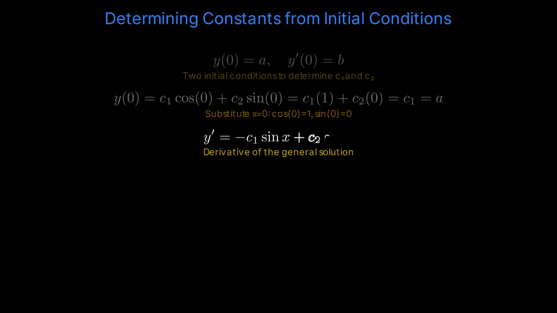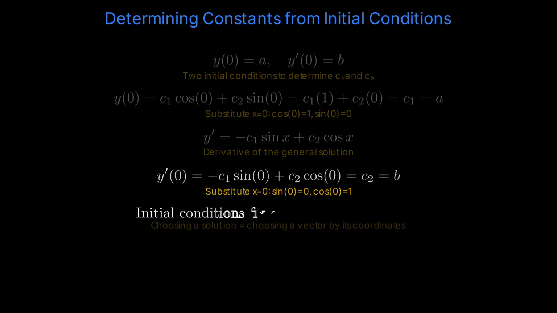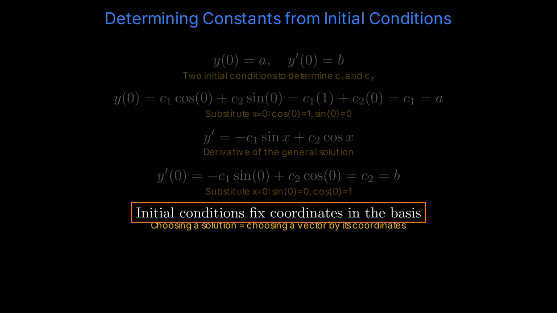Now for the derivative, y' equals negative c1 sin x plus c2 cosine x. Substituting x equals 0 gives negative c1 times sine of 0 plus c2 times cosine of 0, which simplifies to c2 equals b. So initial conditions fix the coordinates in the basis. This is exactly like choosing a specific vector by fixing its coordinates.